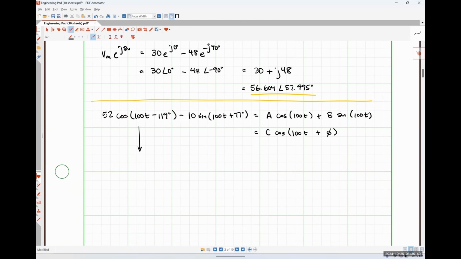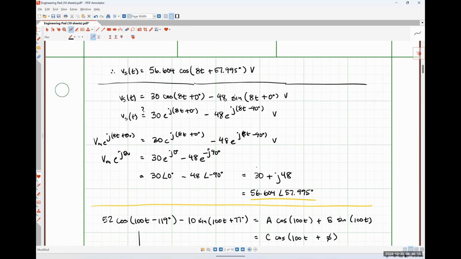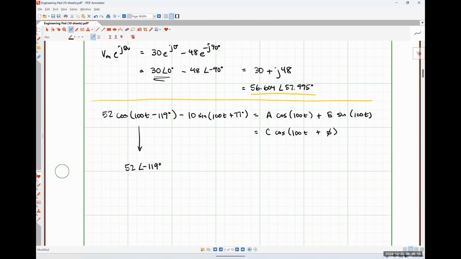And let's go ahead and skip the step of bothering with the omega t part because we know we're going to throw that away. And I'll explain why we get to throw it away here in a couple of minutes. Okay. So I think this is just 52 angle negative 119, right? So how is that any different than what we just did right here? Nothing different. We took the magnitude, we took the phase angle, we threw the rest away.